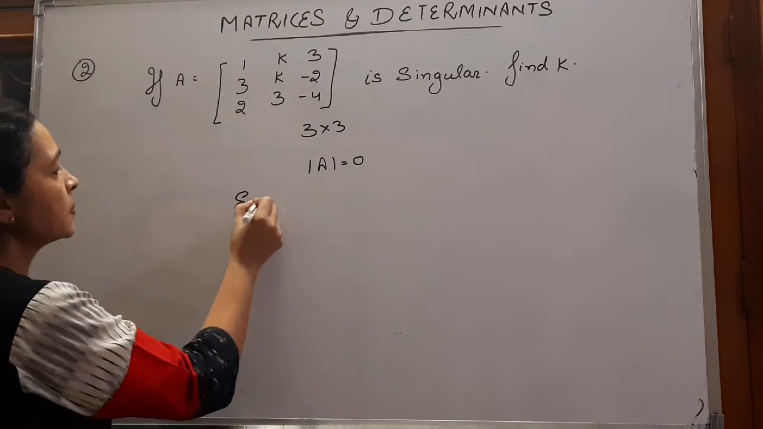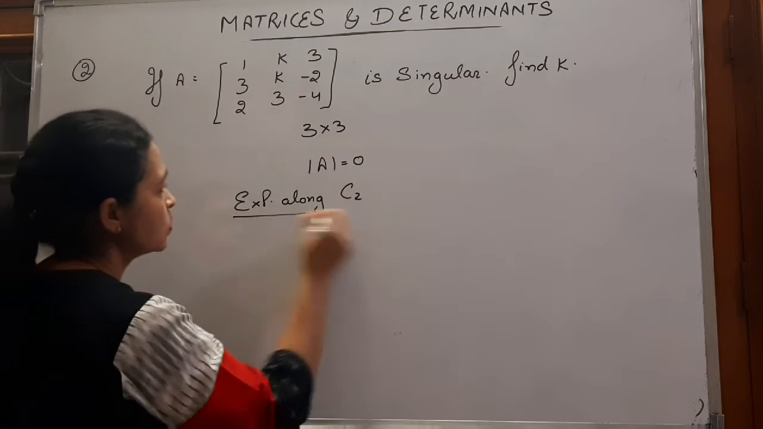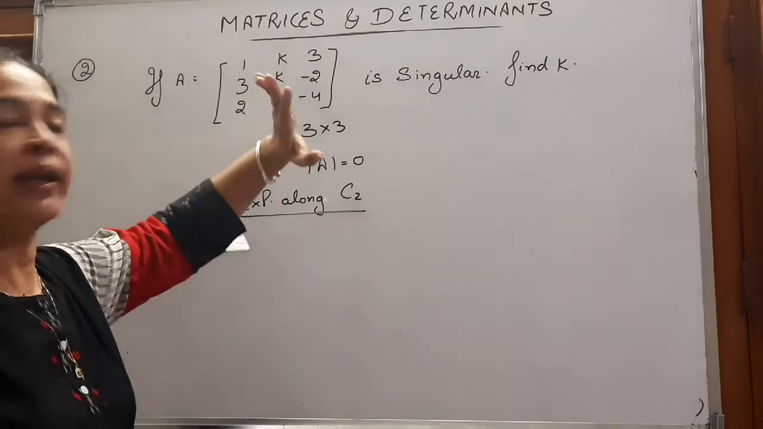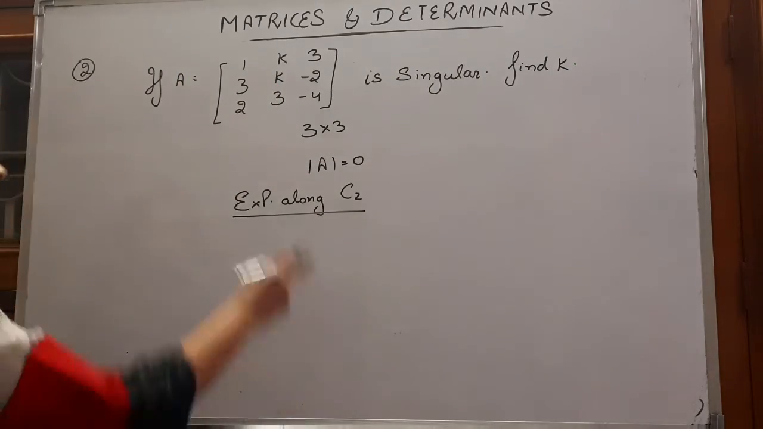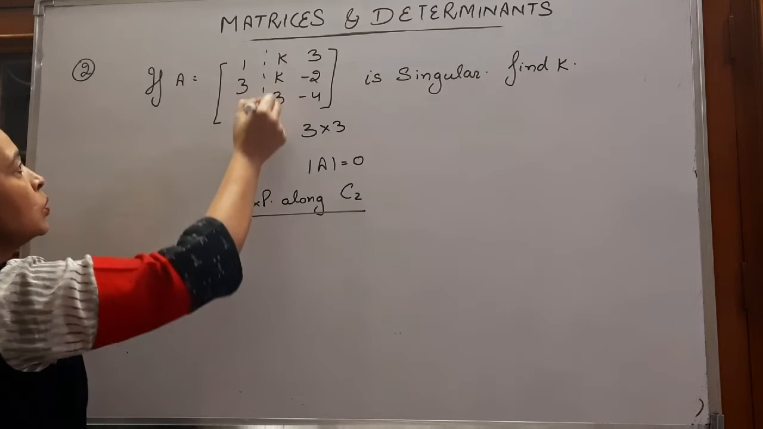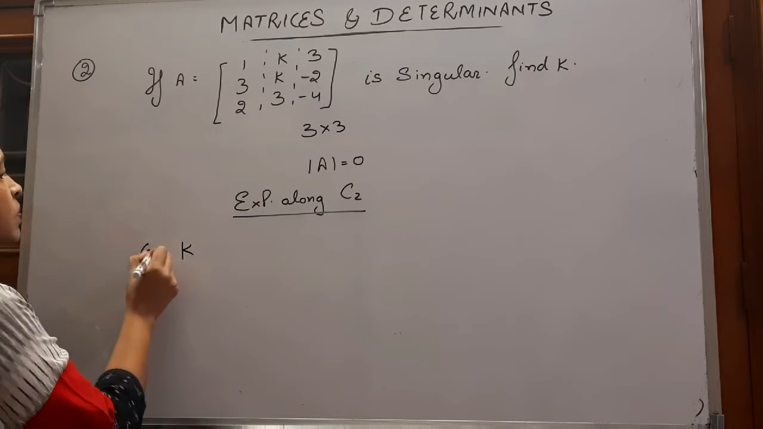Let's expand along C2. We are expanding along C2. You can expand either with R1, R2, R3 or any column. Let's expand this with C2. This is column 2.